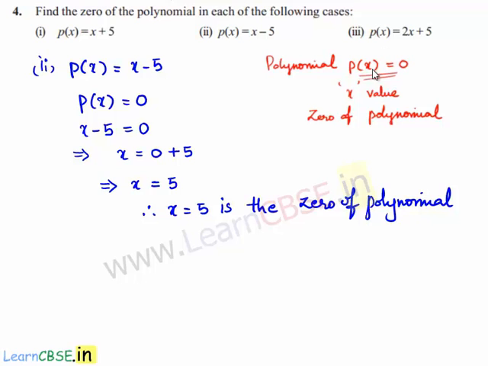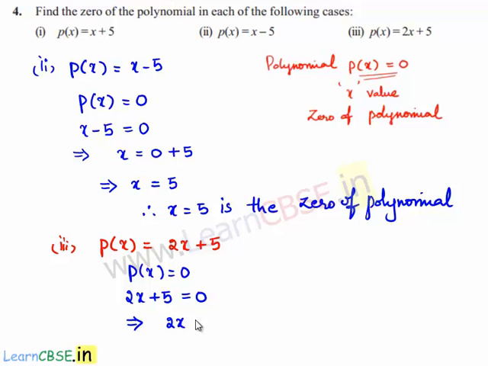Now, let us see the third bit, which is p of x is equal to 2x plus 5. In order to find the zero of the polynomial, we need to equate the given polynomial to 0, which is p of x is equal to 0. That gives 2x plus 5 is equal to 0, which gives 2x is equal to minus 5, which implies x is equal to minus 5 by 2, which is the zero of the polynomial.